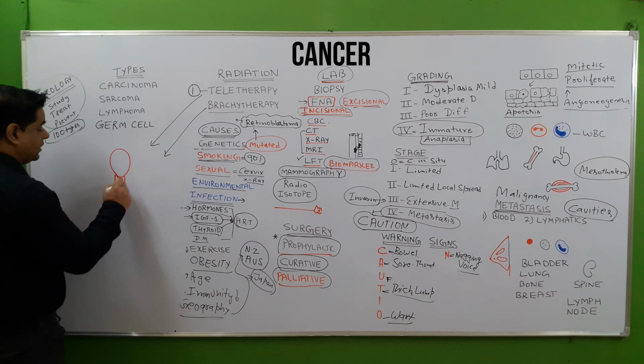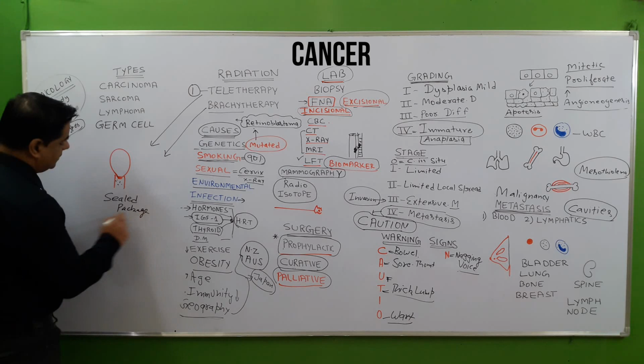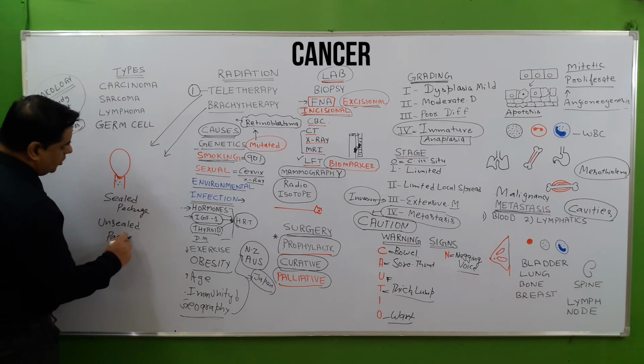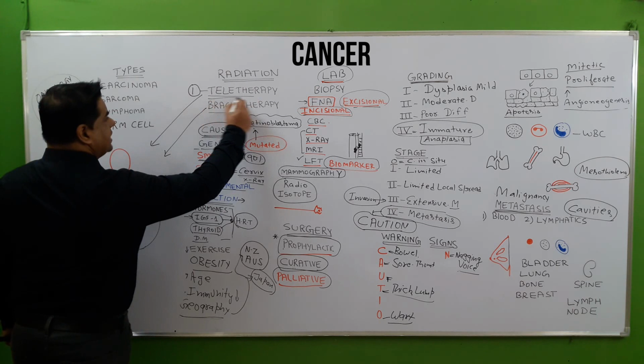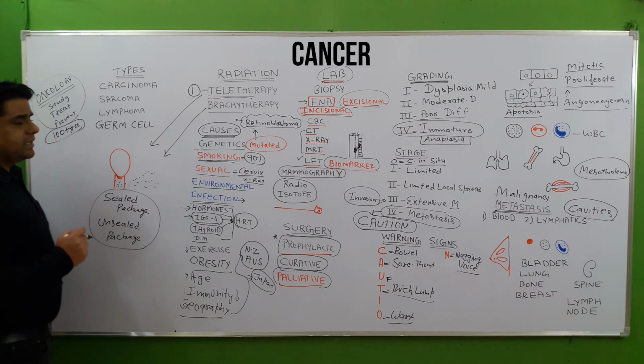This radioactive element can be in a sealed package, and it can be of unsealed package. There are so many problems. In teletherapy, the patient and his relatives are not at risk for the radiation. But in brachytherapy, the relatives and family members living nearby are at risk, because this radioactive element will also emit radiation to the nearby relatives. So there is a risk for radiation.